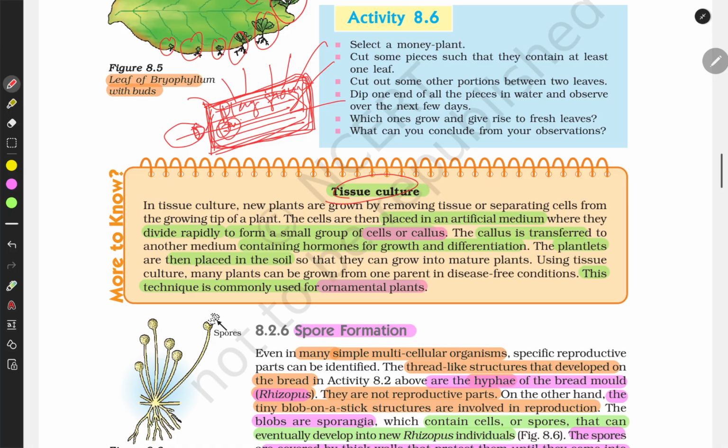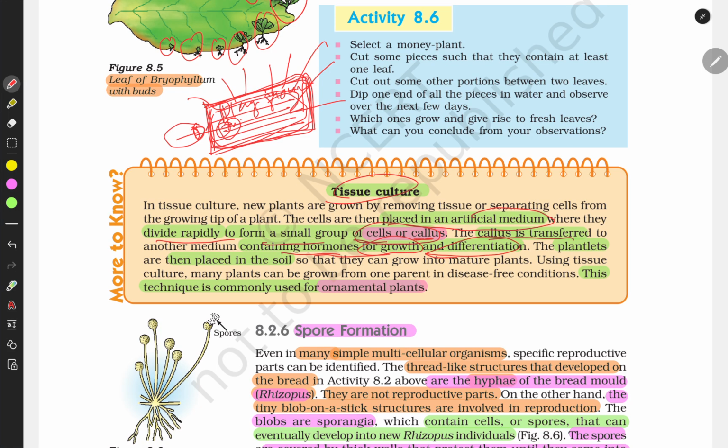What is a tissue culture? Tissue culture is artificial reproduction of tissues in a controlled laboratory. So they are placed in an artificial medium where they divide rapidly to form a small group of cells called callus. These cells are then transferred into another medium containing hormones for growth and differentiation.